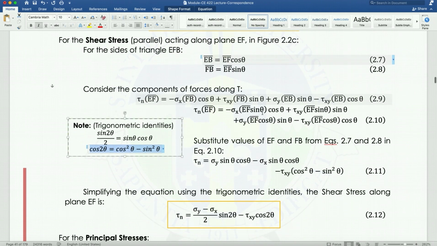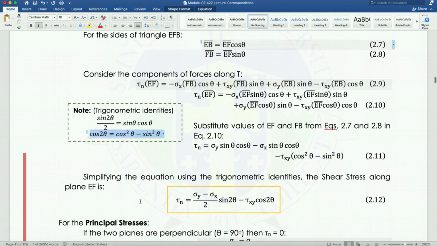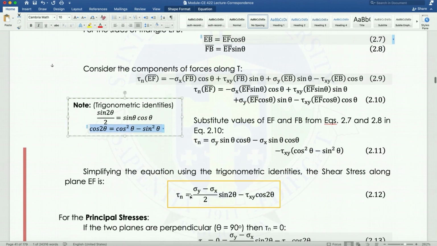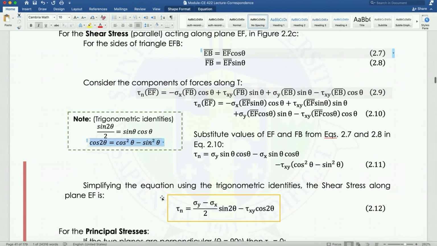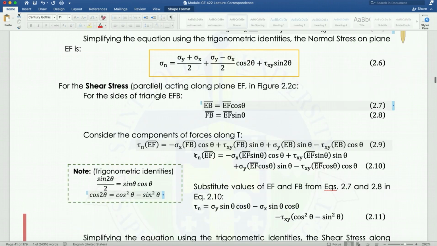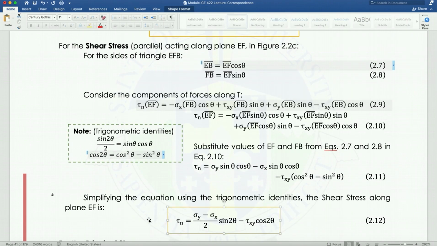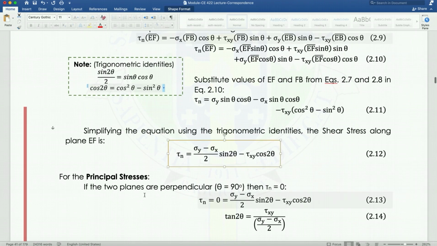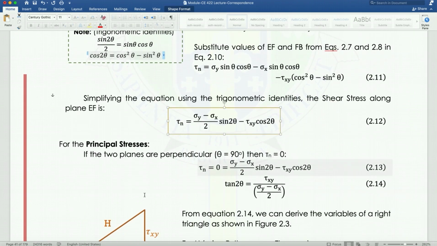So simplifying this, following the same procedure, we can derive our equation of tau n is equivalent to sigma y minus sigma x over 2 times sine 2 theta minus sigma xy cosine 2 theta. So this will be our main equation, or our working equation rather, for sigma n, and this is our working equation for tau n. Okay? And we now proceed with our principal stresses. When we say principal stress, it is the maximum or the minimum stress. That's why they say principal. It is the maximum or the minimum.